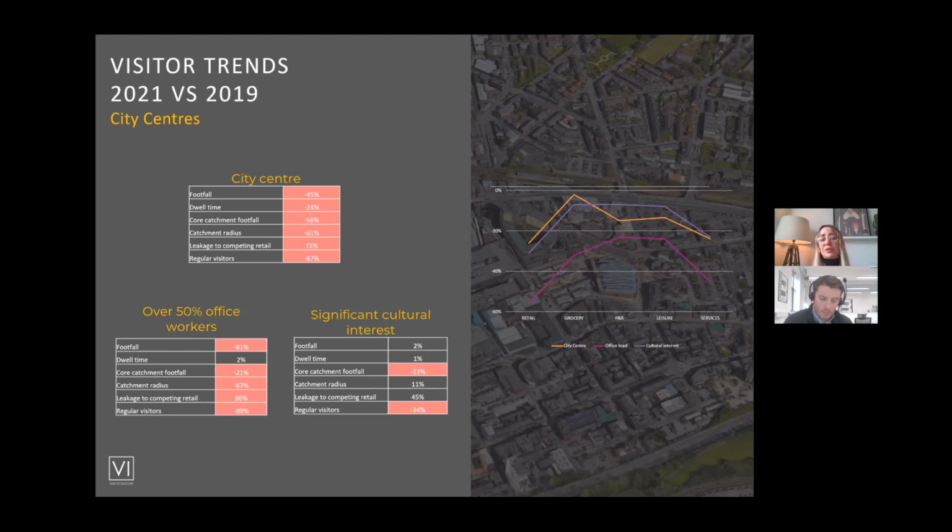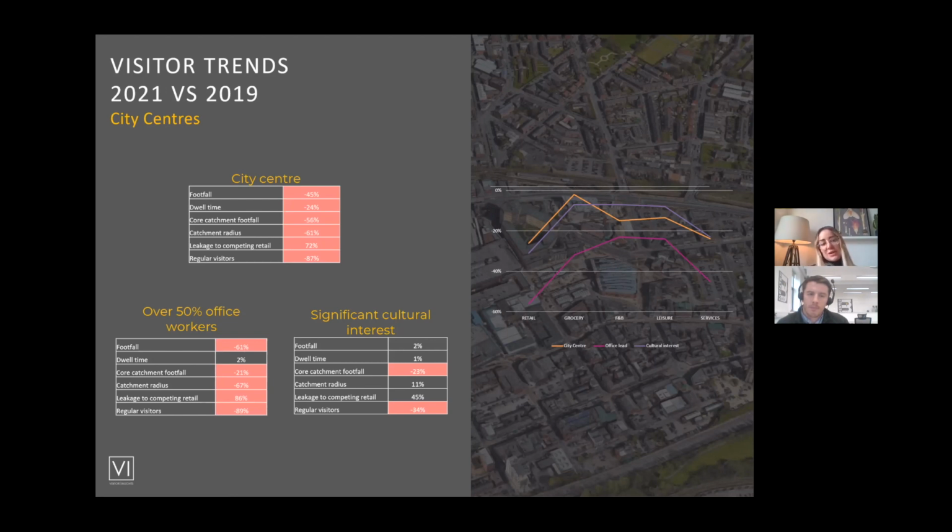So first and foremost, we've looked at city centres. So we've taken a large cross-section of city centres throughout the entirety of the UK, including Wales, Northern Ireland, Scotland and England, and essentially looked at some of the trends. So the first box that you see at the top in terms of city centres paints a pretty negative picture of cities throughout the UK. So decline in footfall, dwell time, shrinkage of catchment, and actually a massive decline in terms of regular visitors.